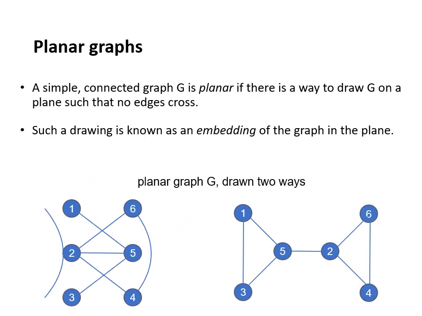Okay, so let's now introduce what the planar graph is. A simple connected graph is planar if there is a way to draw G on a plane such that no edges cross. And such a drawing is known as an embedding of the graph in the plane. And so coming back to our example graph, G is a planar graph, and we know this because we can draw it in this way on the right, where no edges are crossing.